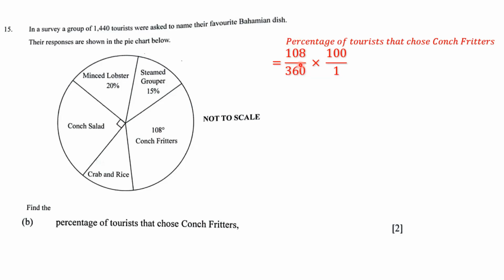But we want it represented as a percentage, so we're just going to multiply it by 100. 108 multiplied by 100 is 10,800. 360 multiplied by 1 is 360. If we divide 10,800 by 360, that's going to be 30. So the percentage of tourists that choose conch fritters is 30%. Let's move on to the next question.